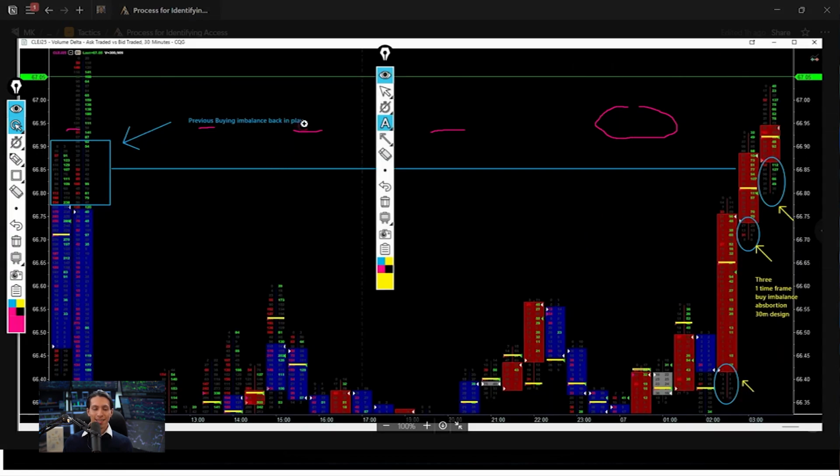So you can see I've got a nice footprint design that correlates to what I'm seeing on the market profile.